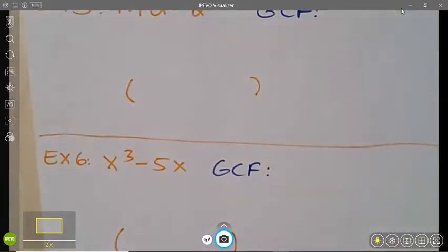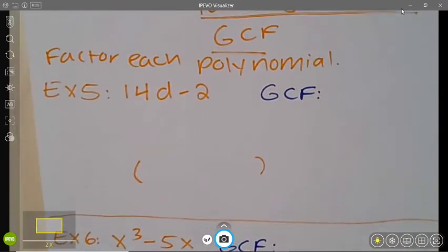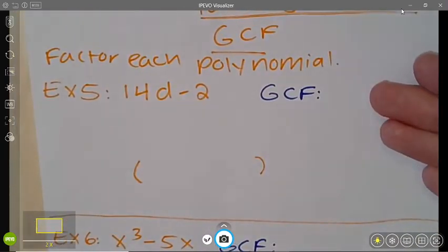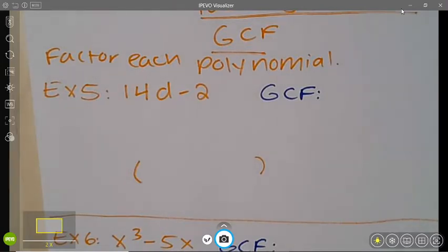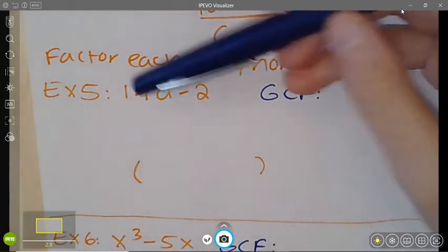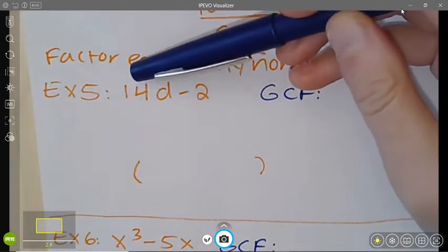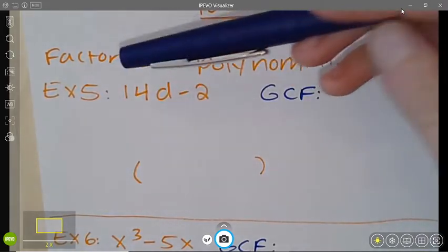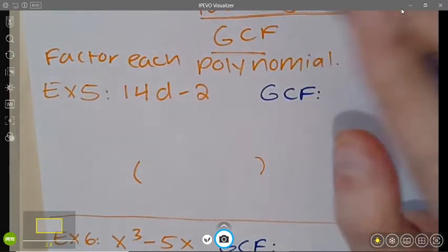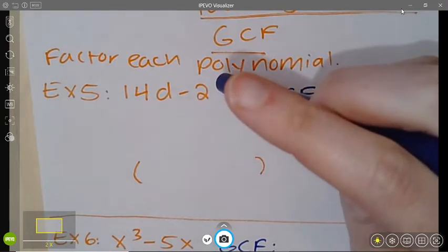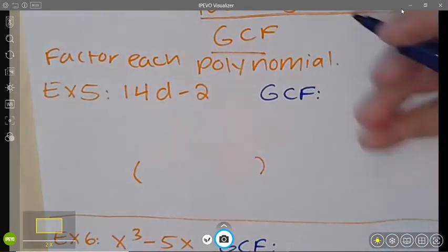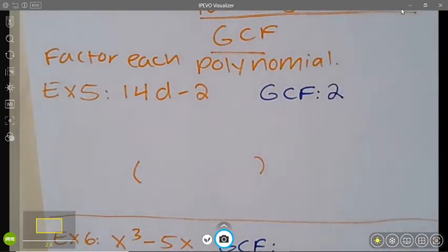Okay, so example 5. First, let's identify what the GCF is, which is exactly what we did in the previous 4 examples. So you guys are pros at this. So, again, I start by looking at my coefficients. I'm going to look at 14 and 2. So what is the largest number that will divide into 14 and 2? Nice job, you guys. It is 2. So 2 is a part of my GCF.